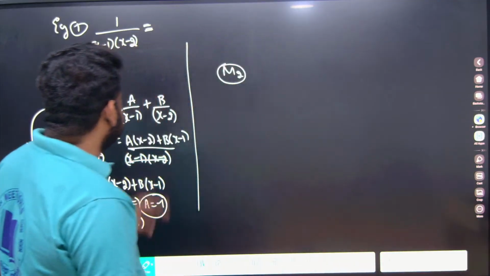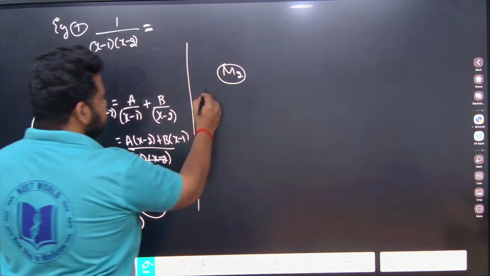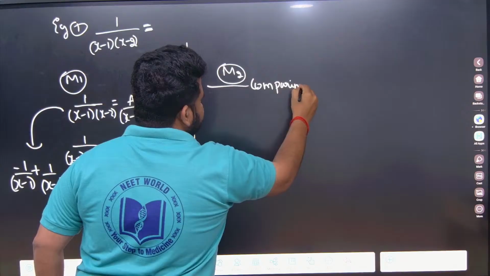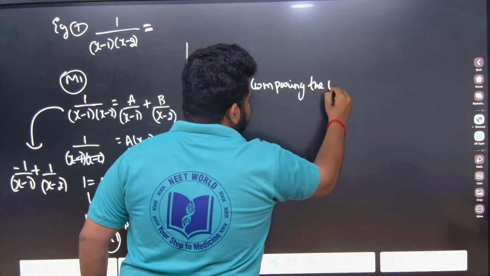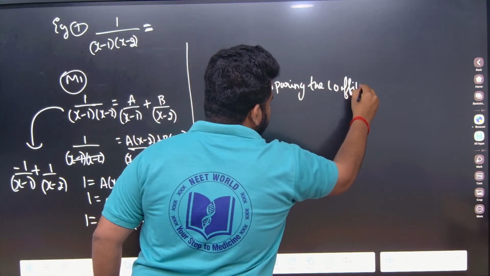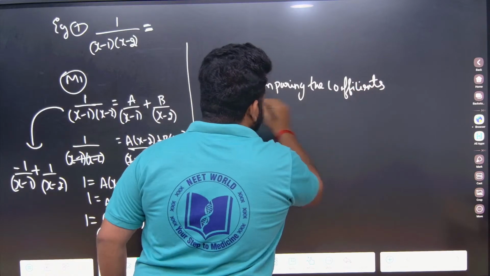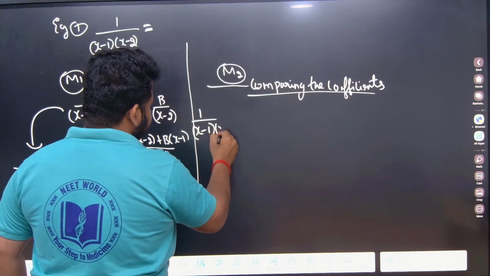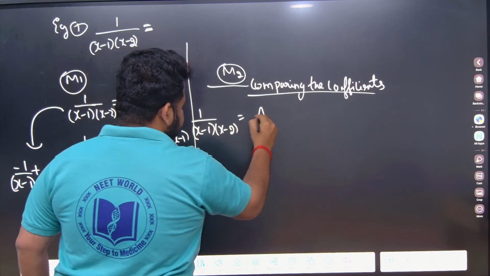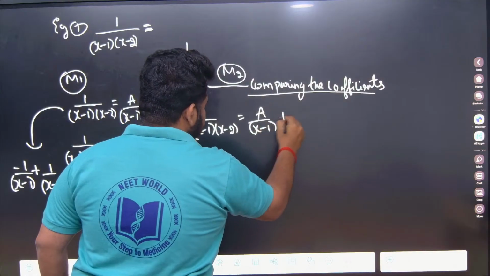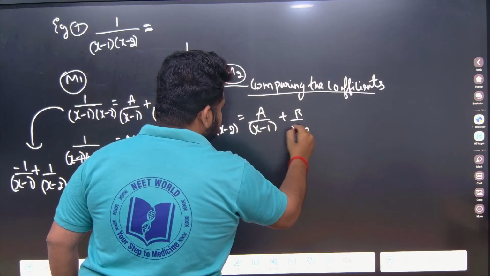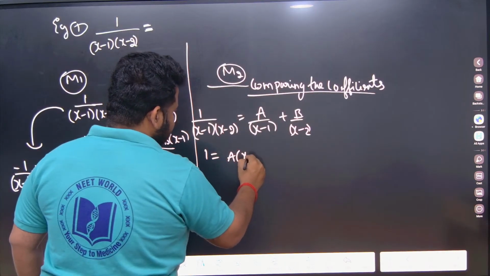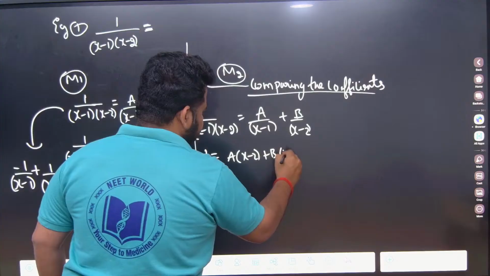Now let us come to the second method, that is, on comparing the coefficients. Second method is called comparing the coefficients. This is also a highly useful method. Here, first we will write the same way as it is: a by x minus 1 plus b by x minus 2. We will take the LCM. On taking the LCM, I will have a into x minus 2 plus b into x minus 1.